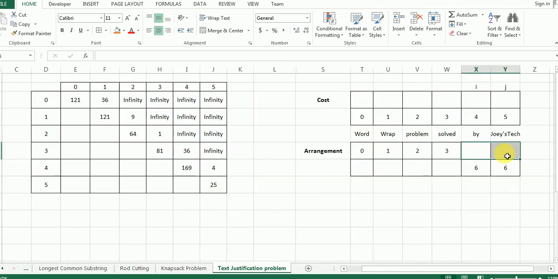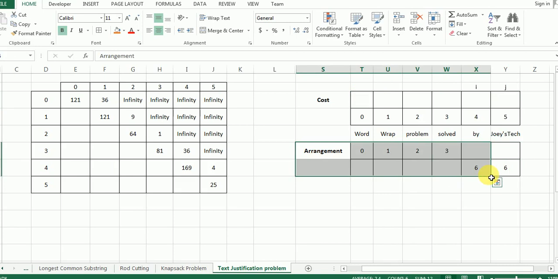So here we are with our two arrays, one of which represents the cost. This array over here is going to carry the minimum cost for the arrangement to be neat and precise and proper. And over here, this is our arrangement array. So this is going to store the arrangement positions for the words to be neat and proper.